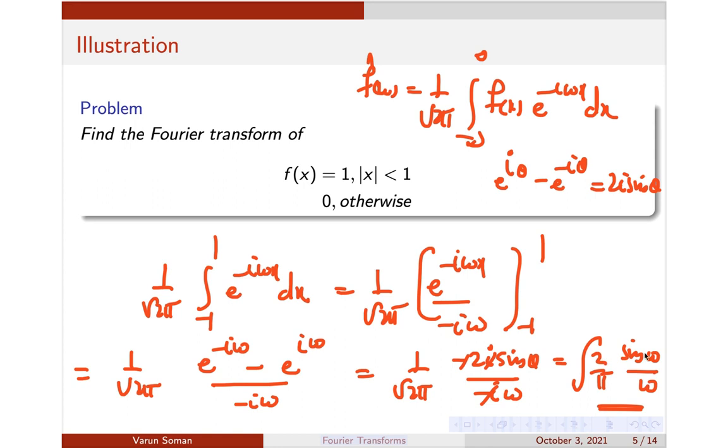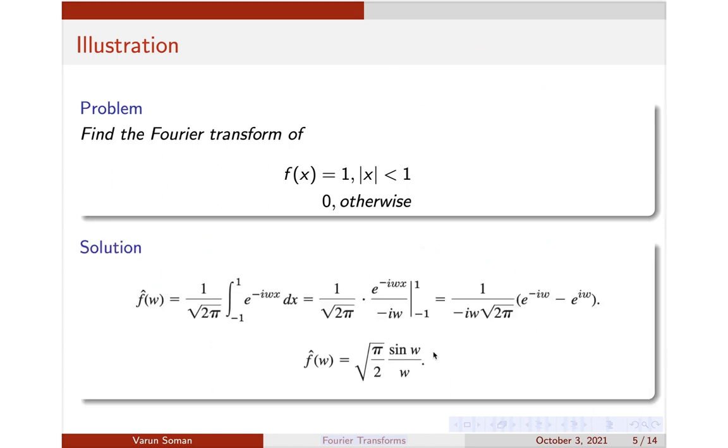The answer to this problem is wrongly given in your textbook. In the textbook, this is the answer given to you. It's because they have made a slight mistake here, but the correct answer is root 2 by pi sin omega by omega. That's a typo there, so please correct it. This is the correct answer.